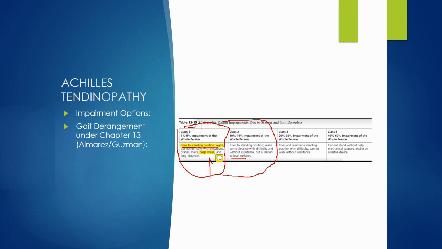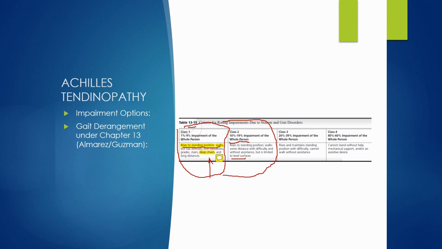Well, look at the impairment rating here, 10 to 19% whole person, significantly higher than those impairment ratings provided for in Chapter 17, and also without the inherent limitations that restrict these impairments from being combined with other impairments according to the cross-usage chart.